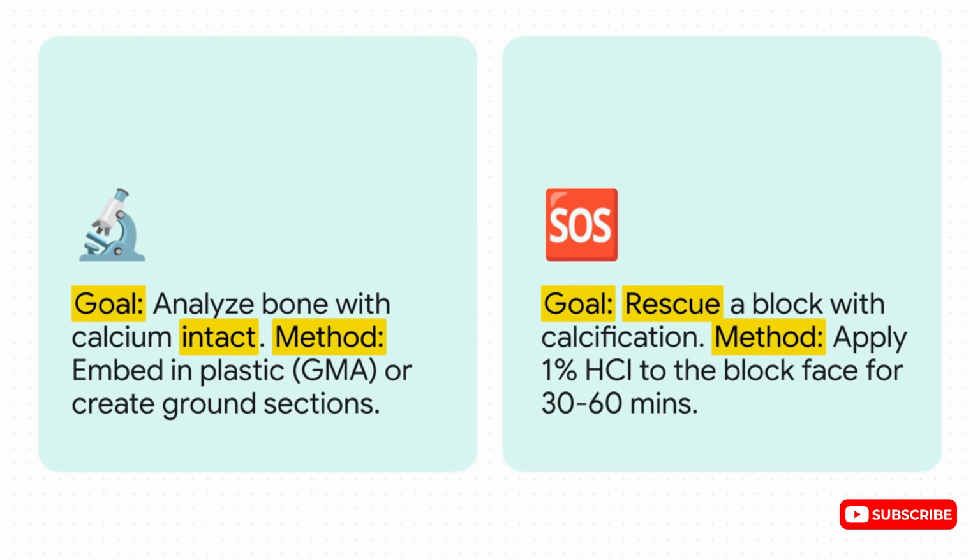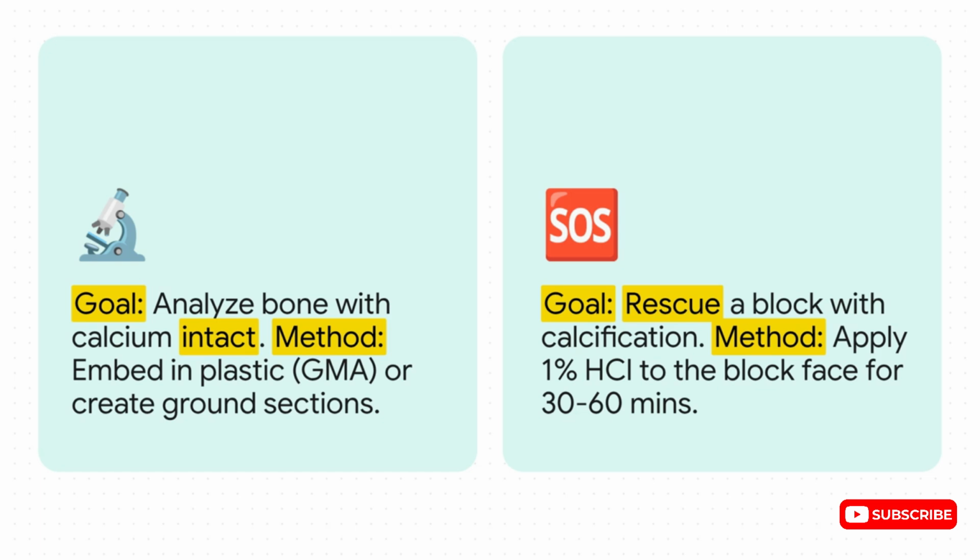First, undecalcified bone processing. This is for when you're studying something like metabolic disease and you need to see the calcium exactly where it is. To do this, you have to ditch paraffin wax completely and embed the bone in a super hard plastic like glycol methylacrylate, or GMA. Or you can physically grind the bone down into a section that's about 75 to 100 micrometers thick.